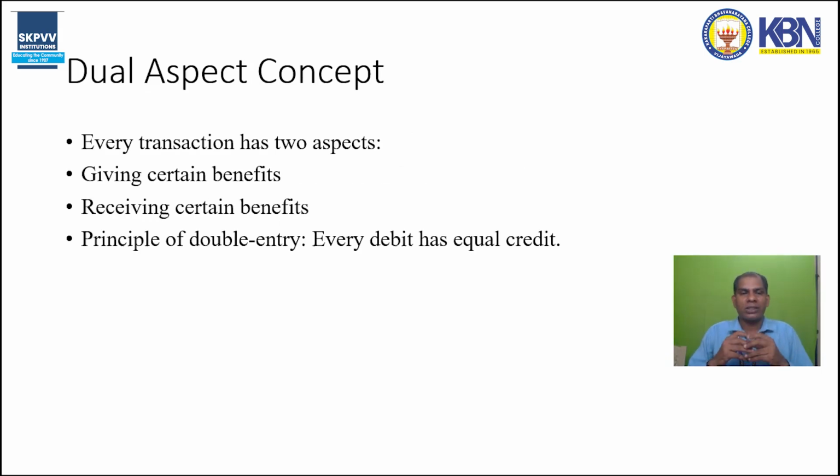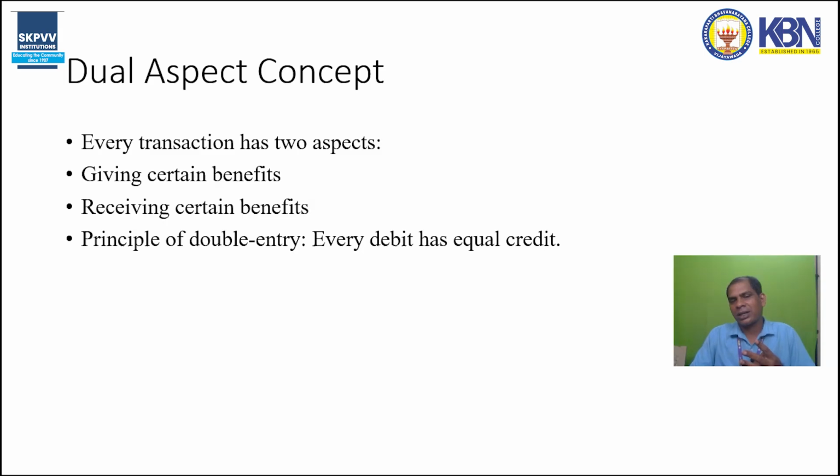Dual aspect concept. According to the dual aspect concept, every transaction has two accounts. One is giving certain benefits and the other is receiving certain benefits. So according to the double entry system of bookkeeping, each and every debit amount must equal the credit amount. So we have to enter a transaction related to purchasing furniture for cash. This is a transaction worth 5,000 rupees. In this transaction, we have to identify the two accounts: one is furniture and the other is cash.